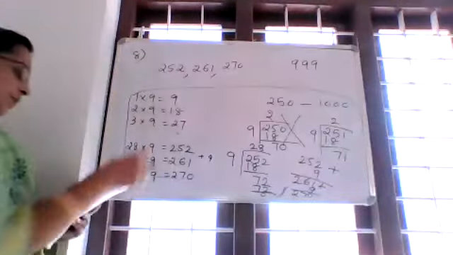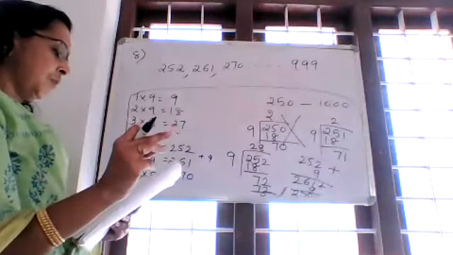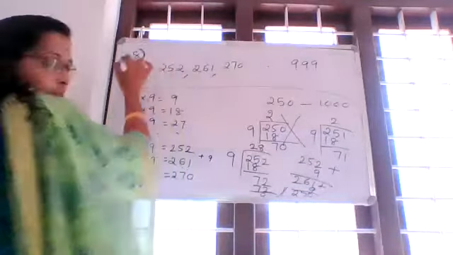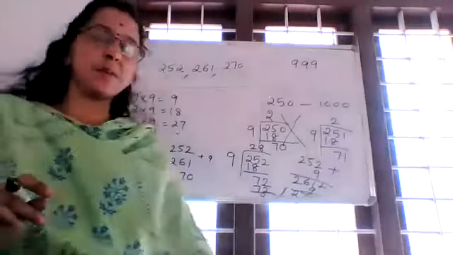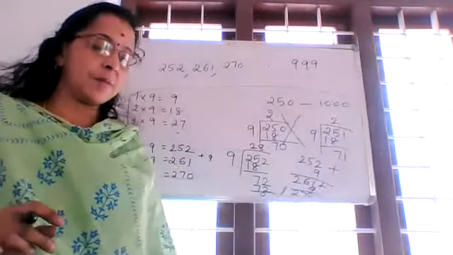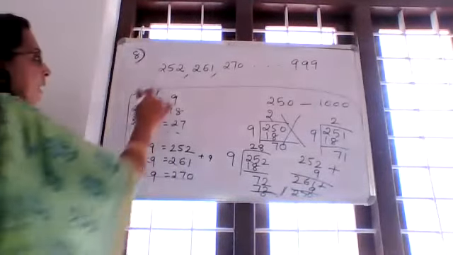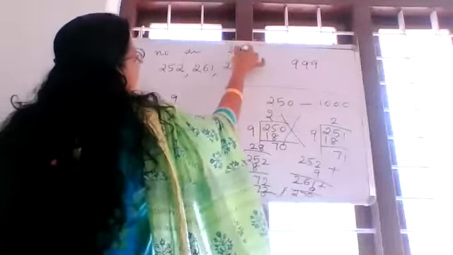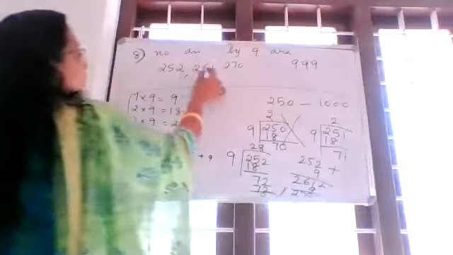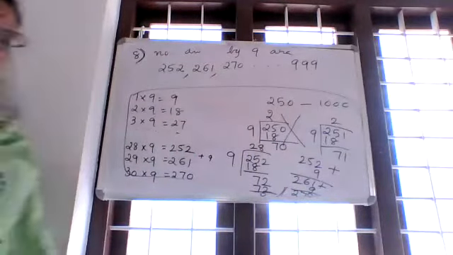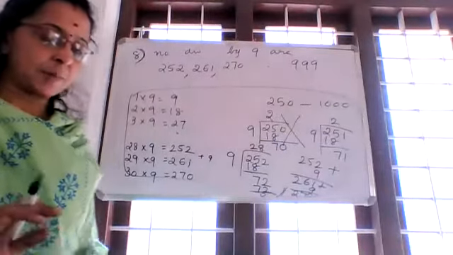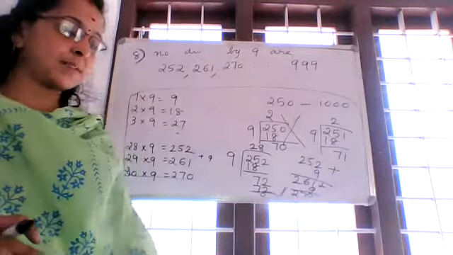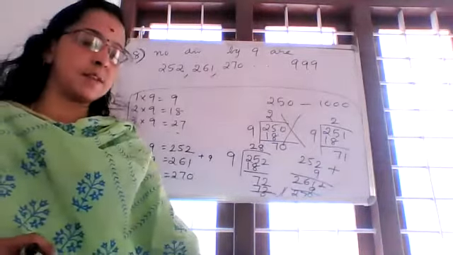Then the sum of all natural numbers between 250 and 1000 which are divisible by 9. So start, question number 8. Natural numbers divisible by 9 are 252, 261, 270, etc., up to 999. Sum means we want to find Sn. So Sn is equal to.